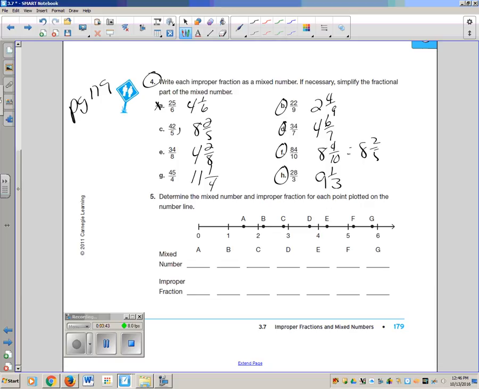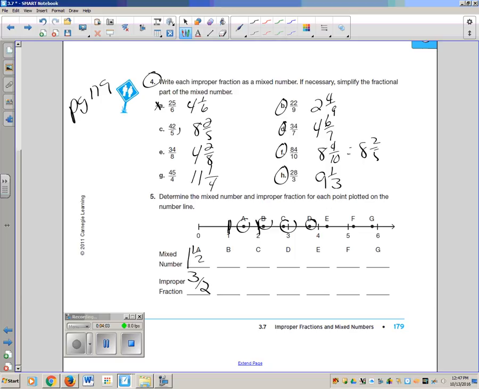Number 5, locating points on the number line. Let's just do A, B, C, and D. A, greater than 1, less than 2, looks pretty close to the middle to me. 1 1/2. The improper fraction for 1 1/2 is 3/2.